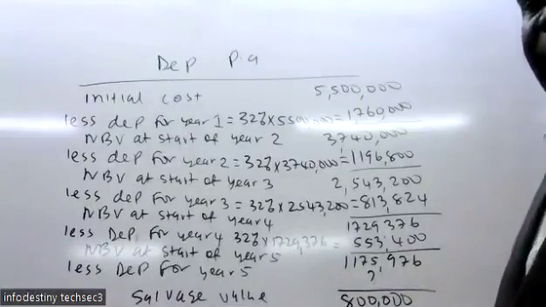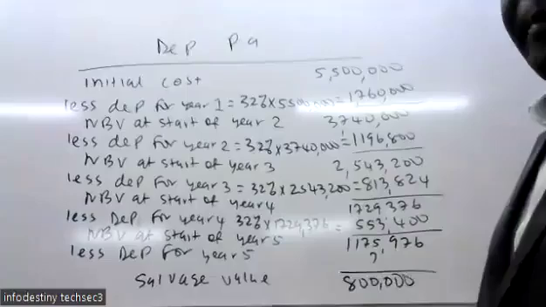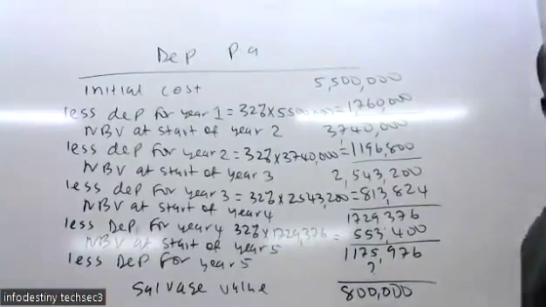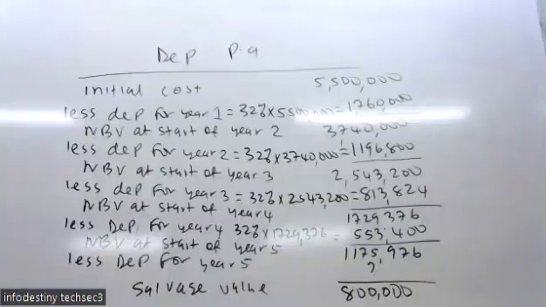So what should be the salvage value? What should be that depreciation for year 5, so that we are able to get the 800,000 as the salvage value?